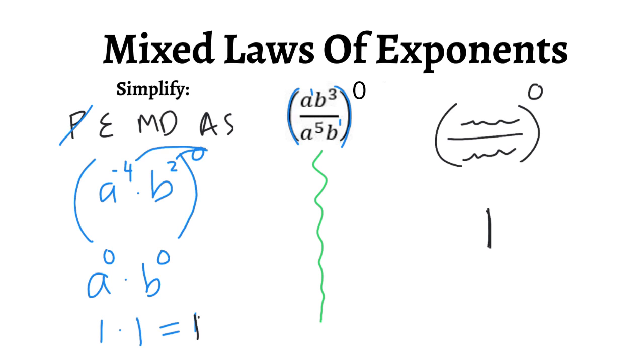And notice how they both equal 1. So to save all of this work that we did on the left, to save all of these steps for PEMDAS, just notice how everything is being raised to the 0 power. So everything within the parentheses will just equal 1.